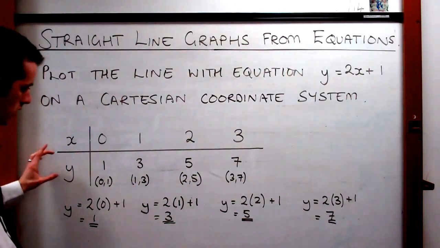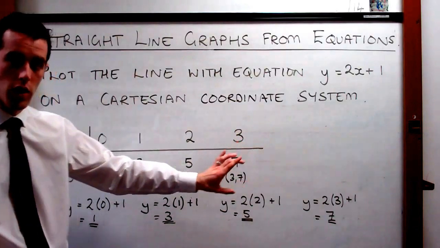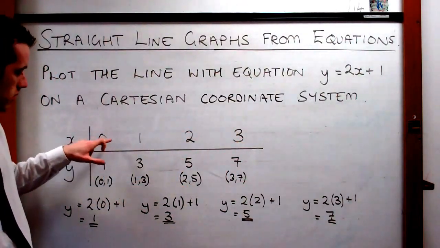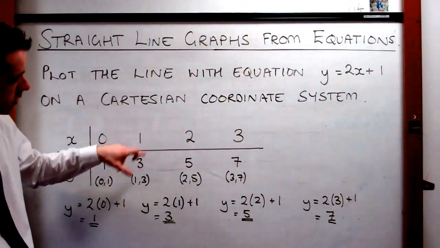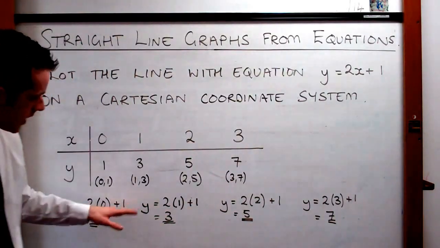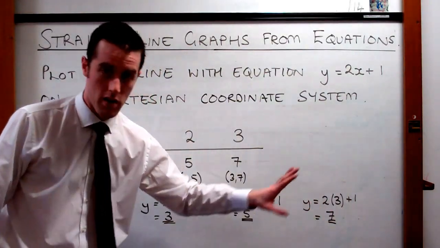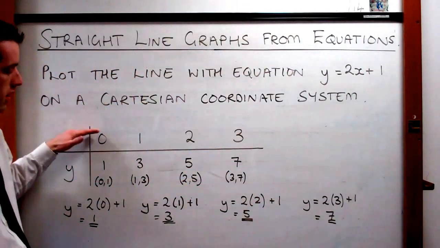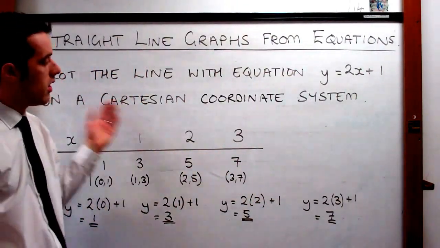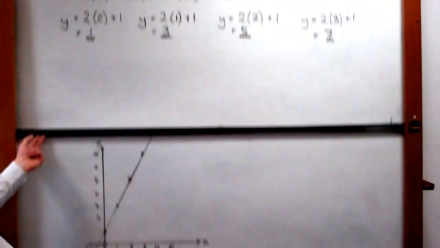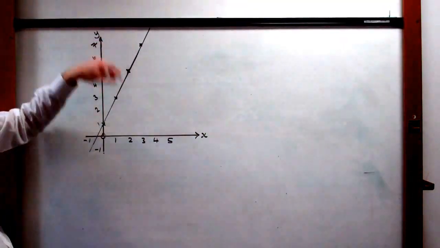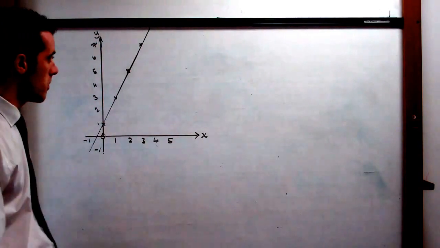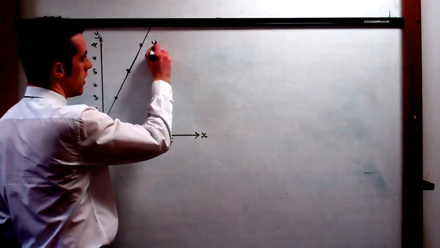Then you work out your y values that correspond to that using your formula. You just substitute in 0 for x first of all, then 1, then 2, then 3, and see what you get. You can see I've done this here. So remember, set out your working for each one to get the values, put your values into the table, make them into coordinates, and then you plot your coordinates on your Cartesian coordinate system.